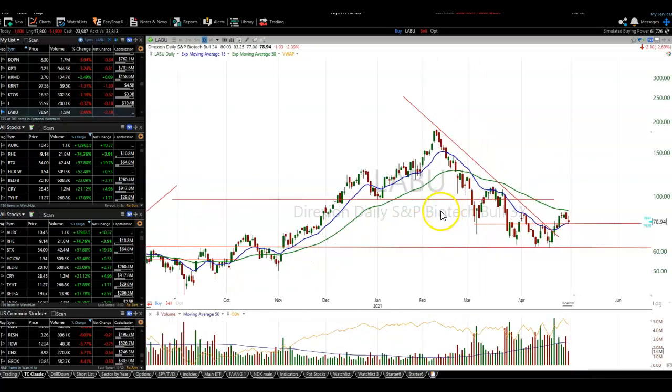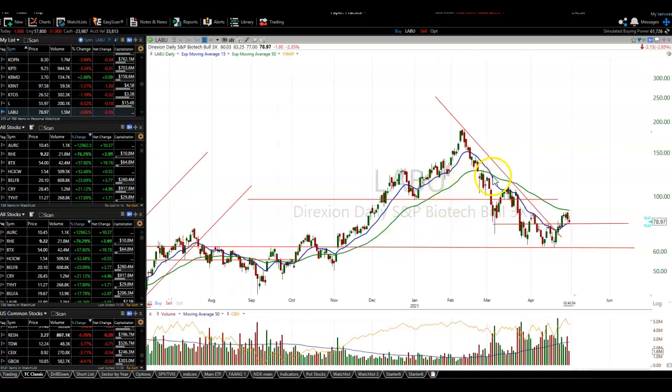Here, this is LABU. We can see here where the 15 crossed the 50 here. There was your sell signal. Now again, it's a lagging indicator. There was lots of opportunities that you should have got out of this stock long before that, or in this ETF, but there's your signal. So it's a lagging indicator.